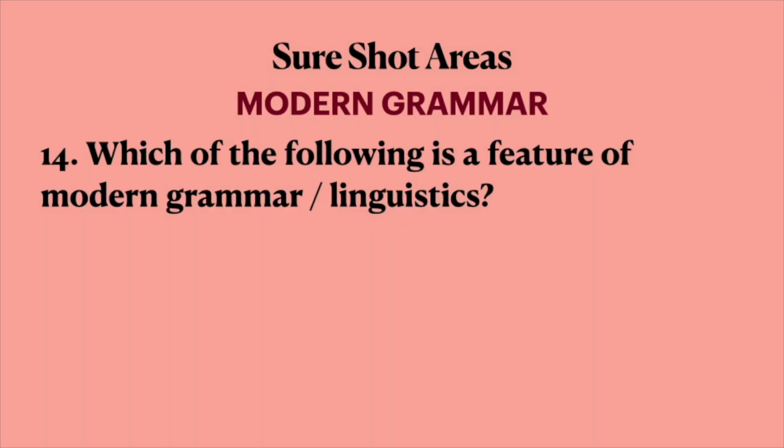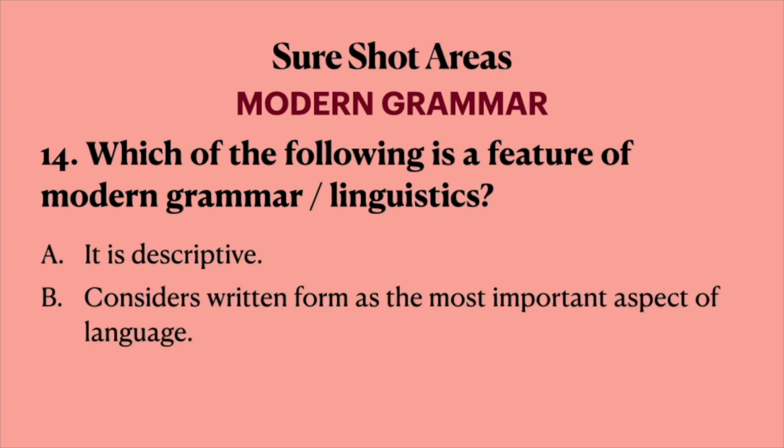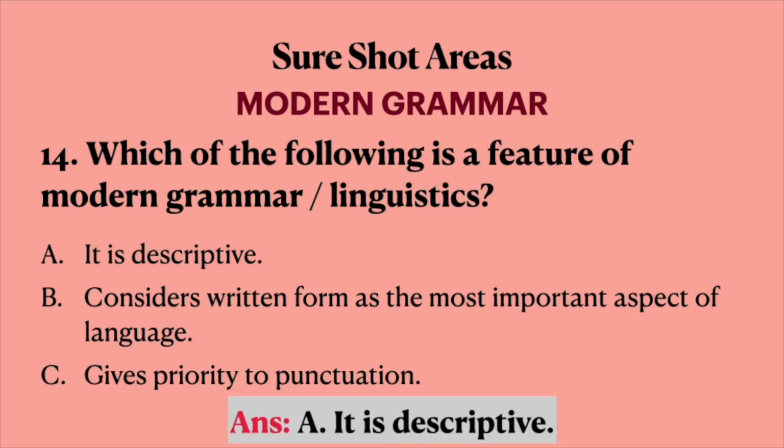Now, from modern linguistics or modern grammar as against traditional grammar. Which of the following is a feature of modern grammar or linguistics? Option A. It is descriptive. B. Considers the written form as the most important aspect of language. The final option is gives priority to punctuation. And what is the answer? The answer is it is descriptive. Modern grammar or modern linguistics is descriptive, not prescriptive, and it gives importance to speaking, not writing.